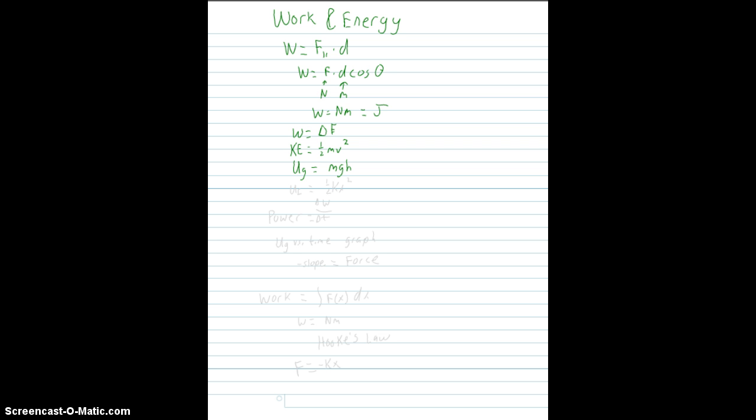And the last one is when you have a spring, the elastic potential energy, and that is 1/2 kx squared, where k is the spring constant and x is the displacement from equilibrium for the spring.